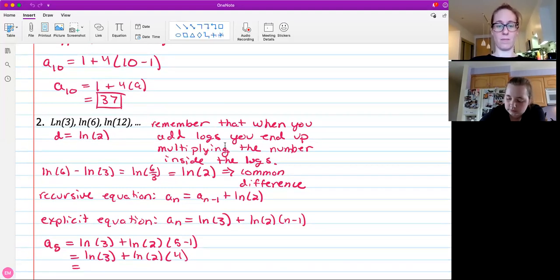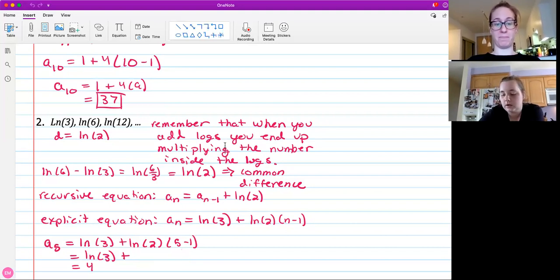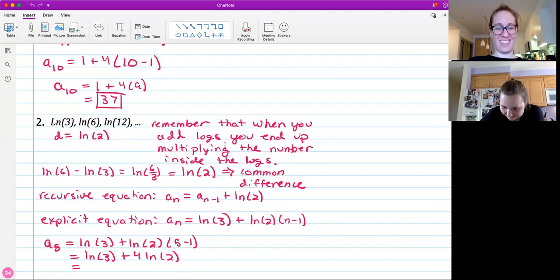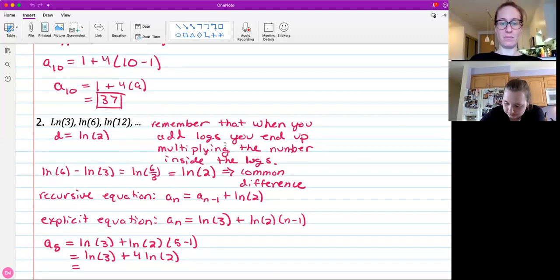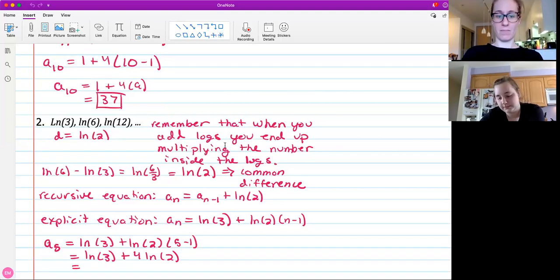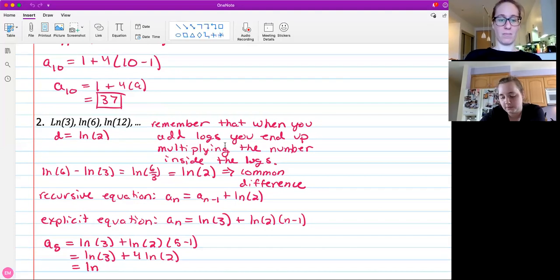So we get 4 ln 6, right? Or, I made a mistake. The 4 would go in front of the ln 2. Yep. And then it would become an exponent. Oh, that's right, exponent rules of logs. So then we get ln of 8 times 3. So here we'd have ln of 3 plus ln of 8, and then ln of 3 times 8.